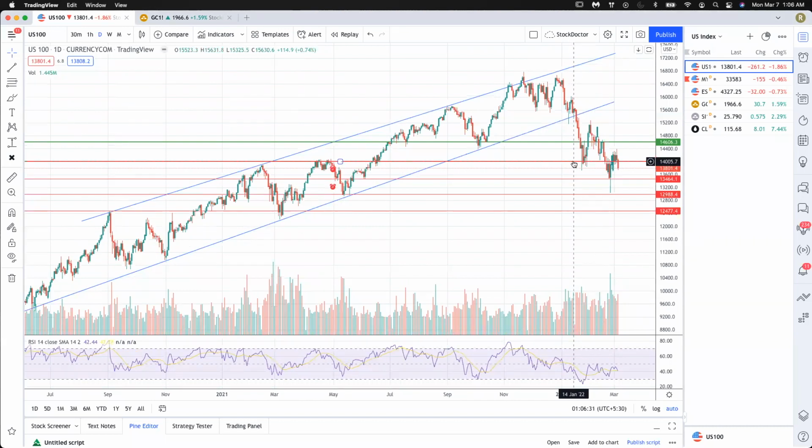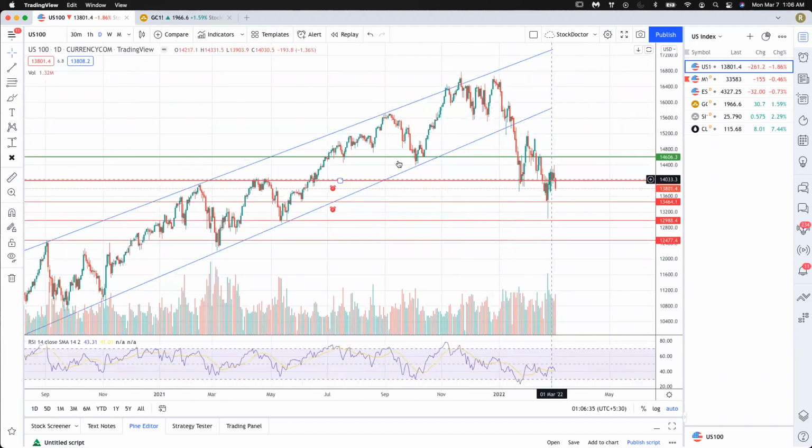14,000. If it won't sustain above 14,000, meaning it doesn't manage to trade above 14,000, then a lot of supports come into the picture right now. The first support is around 13,500, this red line. Second is around 13,000. Third is around 12,500. So these are the three short-term targets you can see on the Nasdaq 100.